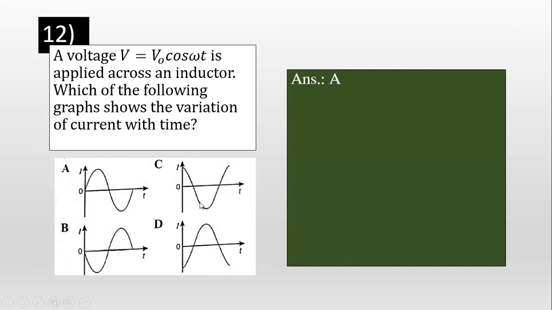Sorry, not I leads V. V leads I. Okay, V leads I. So if this is your V graph, V leads I. You look at the peak there, there's the current. So the answer is A.